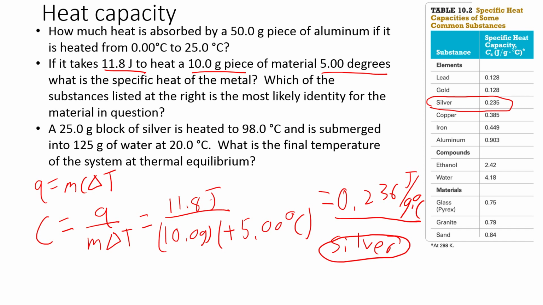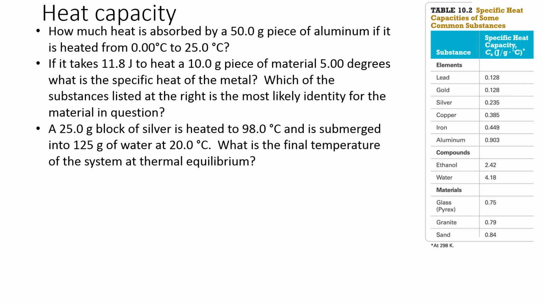Okay. Now let's look at one more question. This one's going to have a little bit more math to do, but otherwise it's using a fairly similar idea. We have a 25-gram block of silver. It's heated up at 98 degrees Celsius. That means that's where it's starting. And it's submerged into 125 grams of water at 20 degrees Celsius. What's the final temperature of the system at thermal equilibrium?